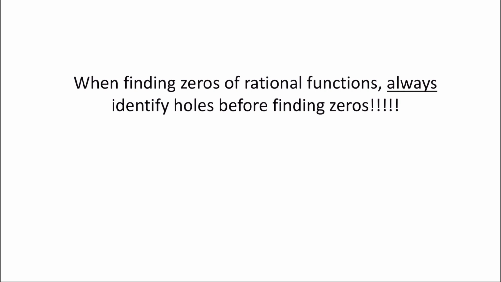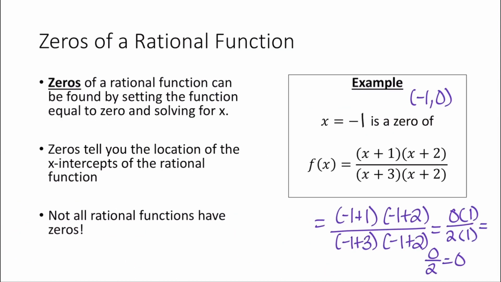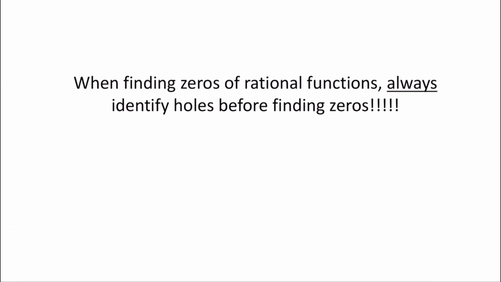When you're identifying zeros of rational functions, always identify holes before finding zeros. You may have wondered by looking at this example, why didn't I say x equals negative 2? Well, if you look at this x plus 2, notice that that's a common factor. So I won't have a zero at that point. At x equals negative 2, I'm going to have a hole. So you always want to factor and then identify those common factors before you look for zeros.